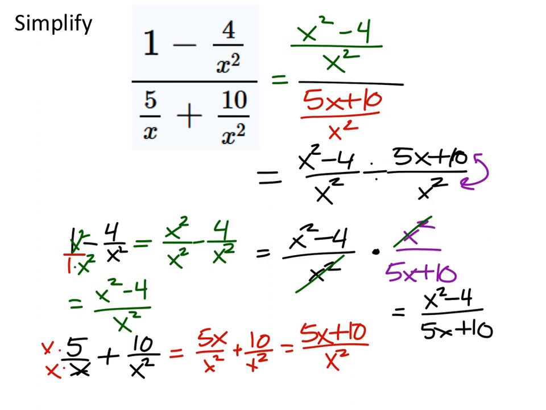x squared minus 4, that's the difference of squares. So that becomes (x minus 2) times (x plus 2). And then in the denominator, I can factor out a 5. So that'd be 5 times (x plus 2), right? And that allows me to cancel out my x plus 2's, leaving me with just x minus 2 over 5.